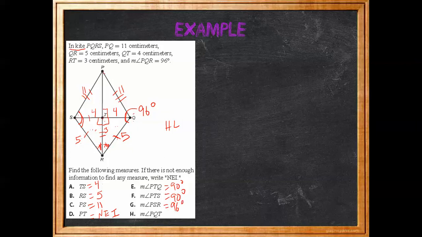The measure of angle PQ, this smaller angle right here, we actually don't know, because in a kite the diagonals are not necessarily angle bisectors of each other. We don't know that, so we can't cut it in half. We don't know what this is, so this is actually not enough information on that one.